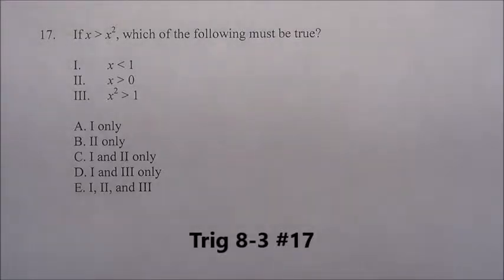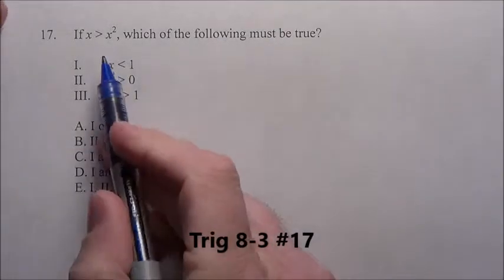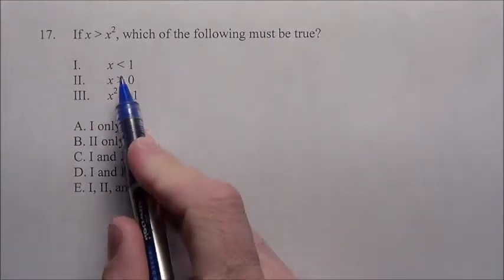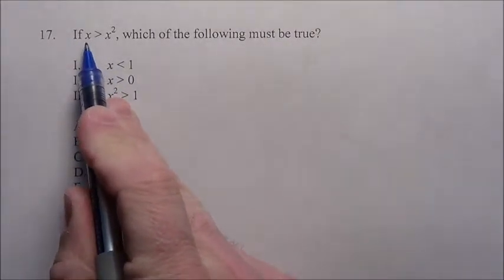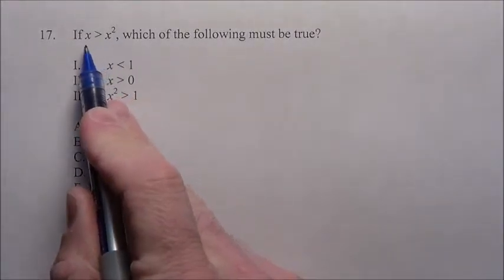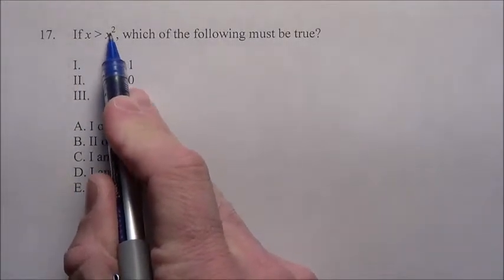Alright, here's a little SAT problem for us. It says if x is greater than x squared, which of the following must be true? This is a classic math problem. You can see if x is like a 2, 2 is never going to be greater than 2 squared. And if it's 3, yeah, this guy's just getting bigger and bigger and bigger.